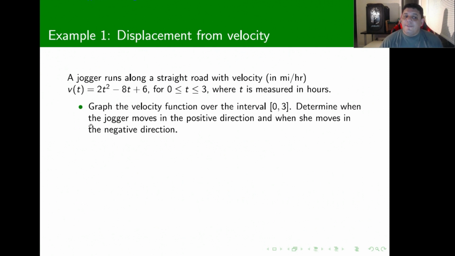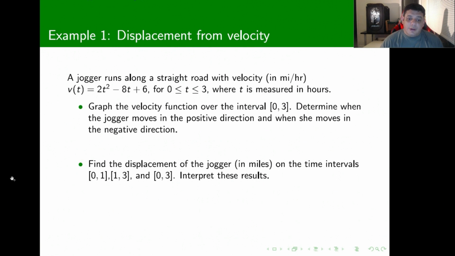Now we want to graph the velocity function over the interval 0 to 3. We want to determine when the jogger is moving in the positive direction and when it's moving in the negative direction. We also want to find the displacement of the jogger in miles on the time intervals 0 to 1, 1 to 3, and 0 to 3, and make an interpretation of these results. And finally, check the distance traveled over the interval 0 to 3.